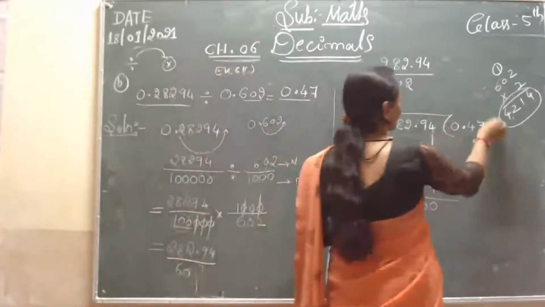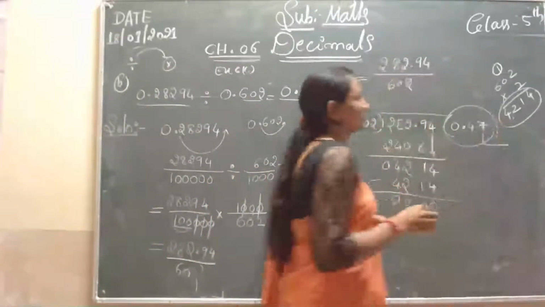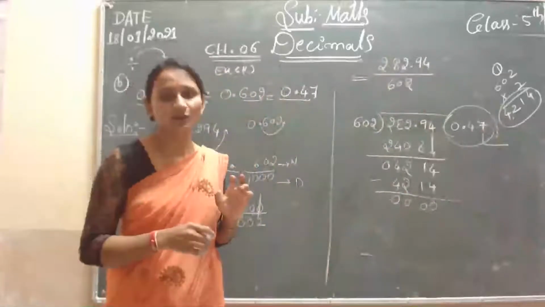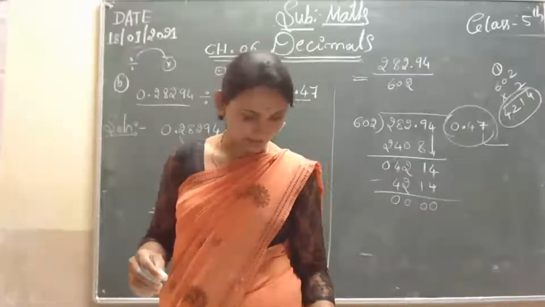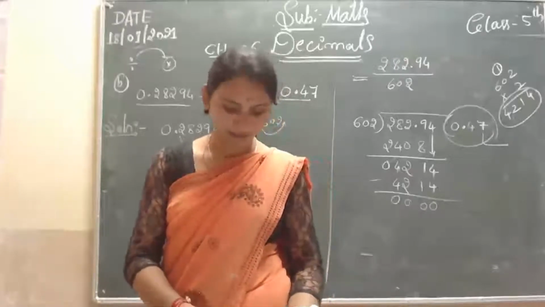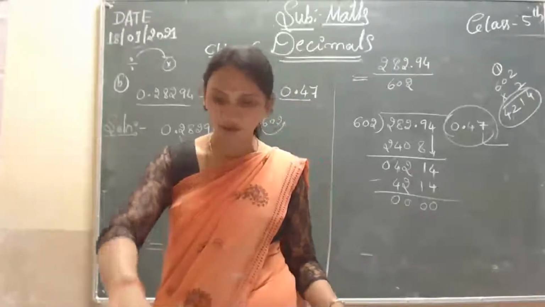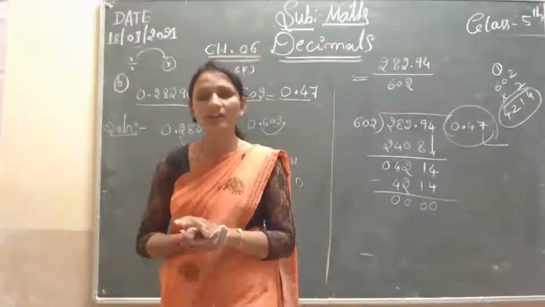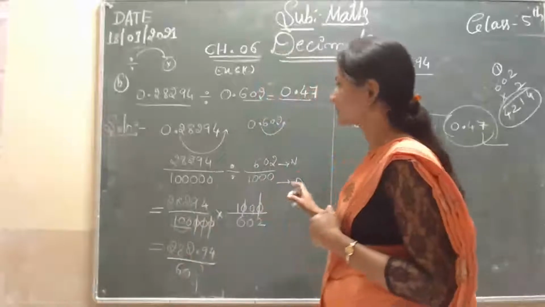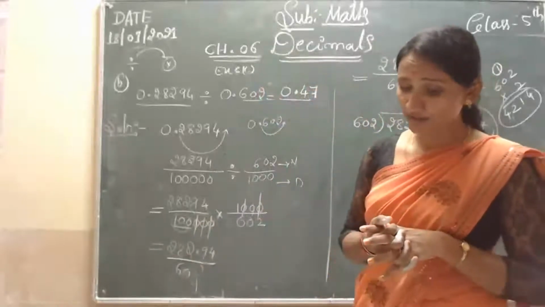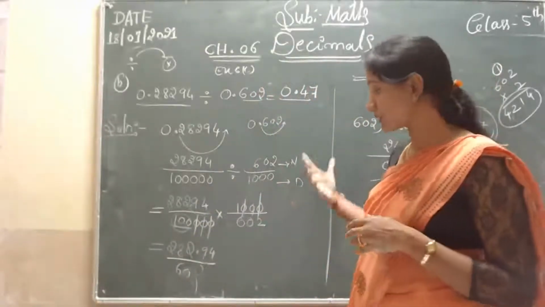So this is also considered 0.47. This is the method of dividing, exercise 6C, 11th May. Students, among the given questions, I will solve 2 questions, A and B. These 2 questions are very different, so I will solve them step by step. The remaining questions, students, you have to solve at home. You have to apply the same method.